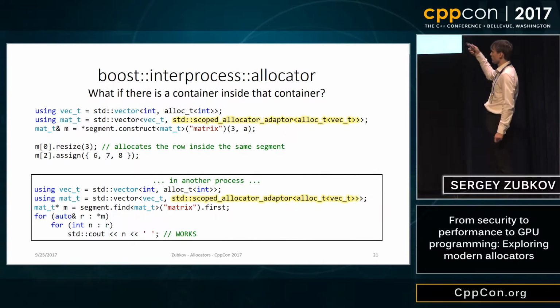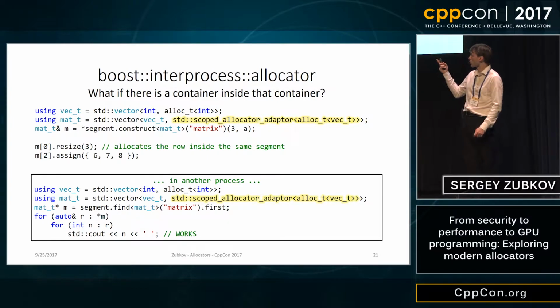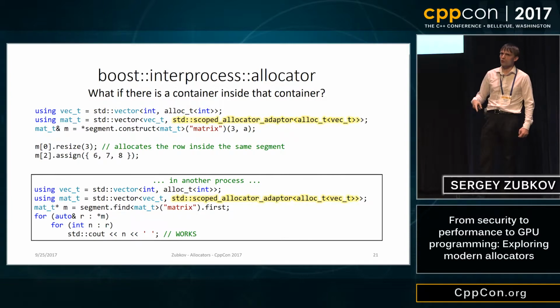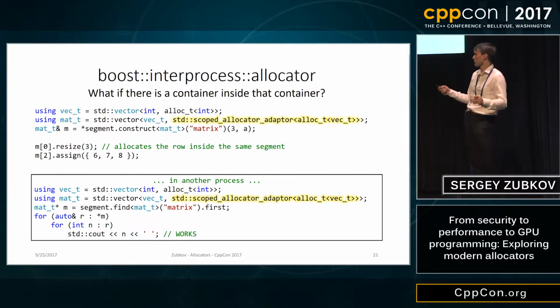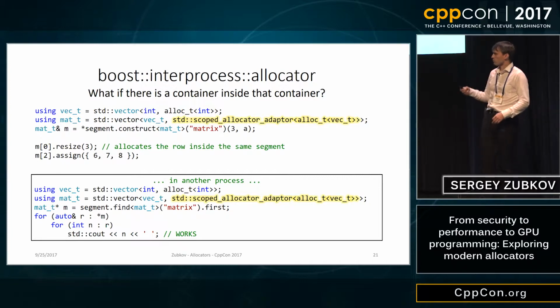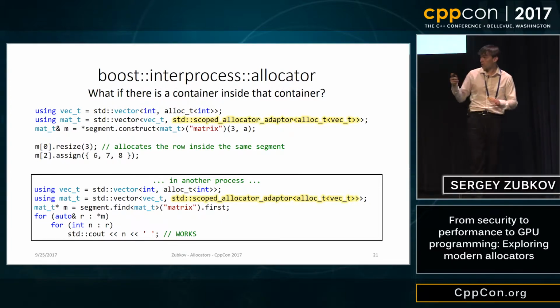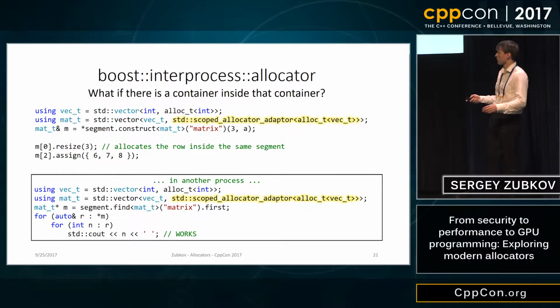In this demo, I'm placing the vector of vectors in shared memory. I'm giving it my constructor argument that specifies the segment to use, and now I can do whatever I want with the data structure. I can create new rows by those calls, and I will use the same segment. In another process, I can attach it, specify the same allocator, and use it, and I will see all my elements just fine.